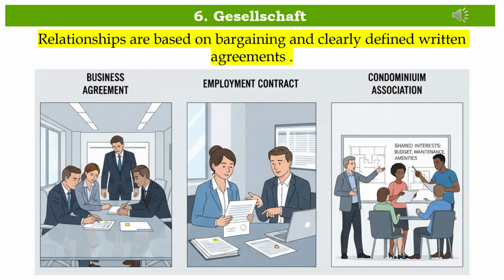Gesellschaft. The term Gesellschaft was coined by Ferdinand Tönnies. Gesellschaft is a modern society where relationships are based on contracts, written agreements and shared interest rather than personal bonds. The individuals in the Gesellschaft society are united by agreement of interest.